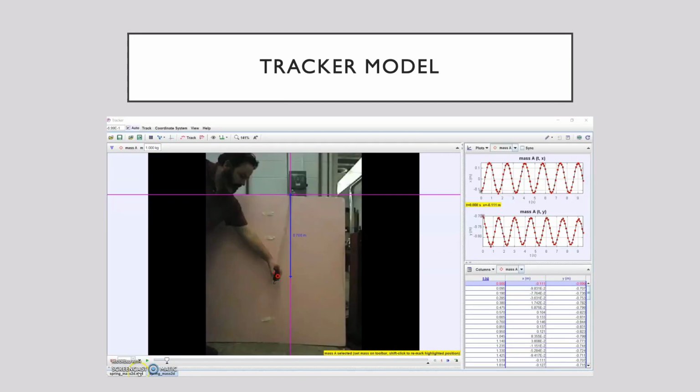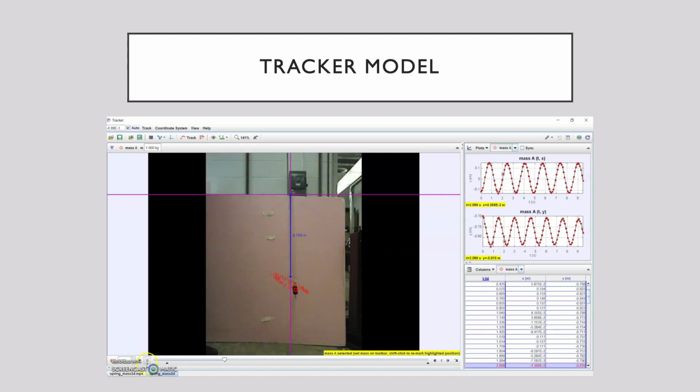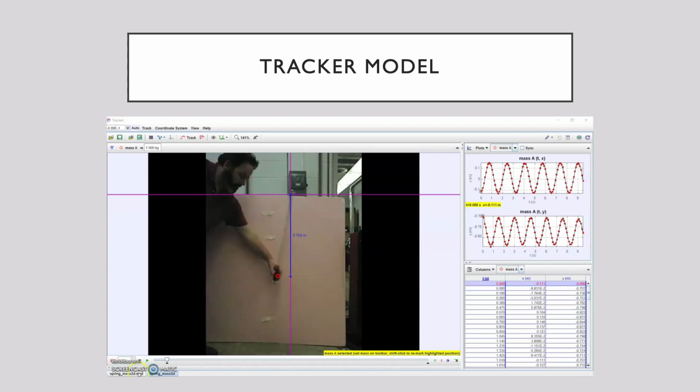So here's the Tracker model I had for the motion of the object connected to a spring. Here you can see that the motion of the object was tracked using Tracker, and the oscillating x and y position are shown to the right, as well as the data that was inputted into Excel. This data was then put in the GlowScript model as well to be compared to the computational model, which I'll show you the code for in the next slide.